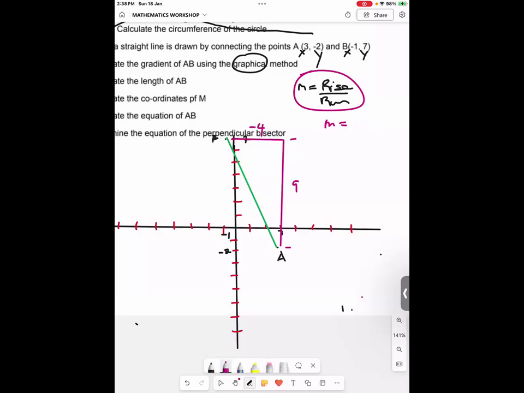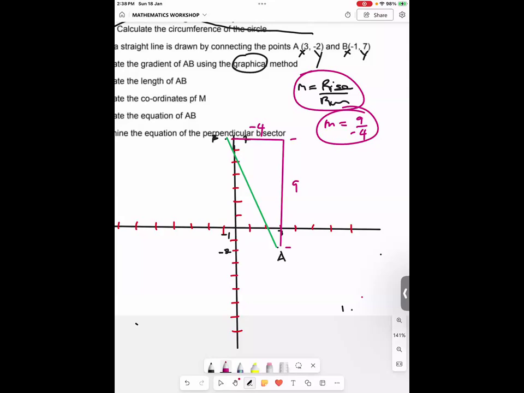The rise is 9, pardon me. The rise is 9, and the run is negative 4. So the gradient of this line works out to be negative 9 over 4. I don't know if you feel comfortable in turning it into a decimal. I'm not a big fan of the decimal, so I'm going to keep my answer as negative 9 over 4 for my gradient. All right? And that is how you find the gradient of the line using the graphical method.